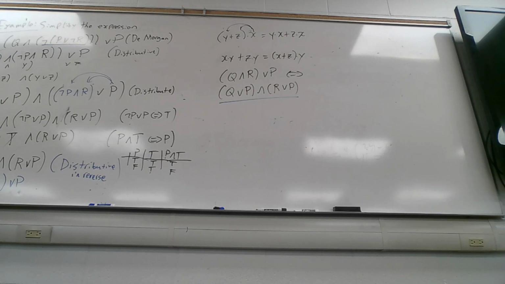And now every letter only appears once, right? P, Q, R. Here we had P appearing twice and lots of brackets and messy stuff like that, but we see we've condensed it down to just one single statement. I would say if, let's say, this were an assignment question, you didn't get to this, you got this far.